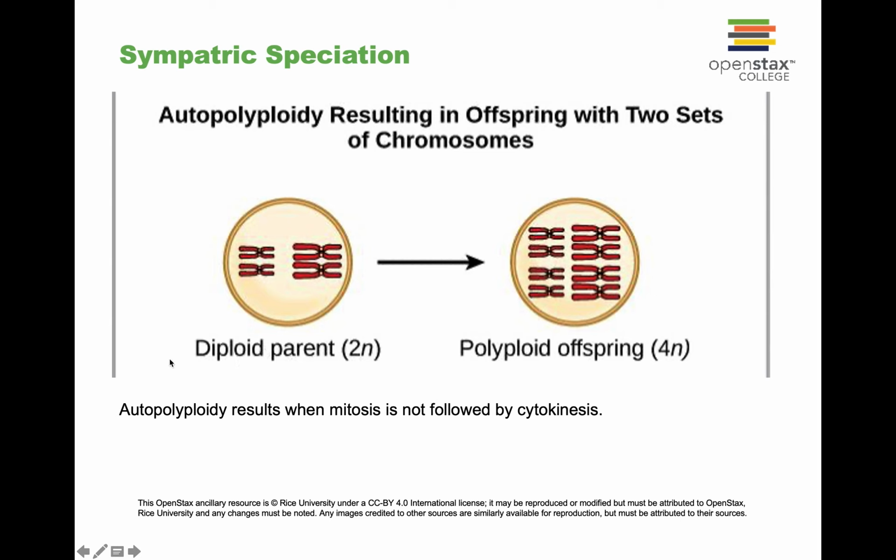So then you have a parent which is diploid, but an offspring becomes a whole new species because it has twice as much DNA material, and it just becomes a totally different organism compared to the parent.